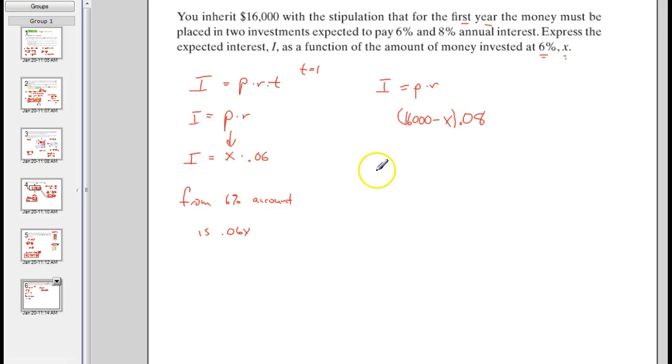Alright, and the only thing that we're going to do differently than this one is just distribute this through and simplify. So distributing the 8% through, I get 1,280 minus 0.08 times X, which is minus 0.08X. Now that's from the 8% account.